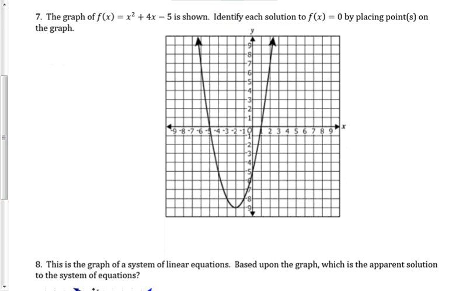Number 7, identify each solution to f of x equals 0 by placing points on the graph. So remember that solutions, roots, and zeros are all the same. They're all found in the same place. They're all found on the x-intercept. So we're simply going to go here and put a point wherever this graph crosses the x-axis and nowhere else. So right there at negative 5 and at positive 1.